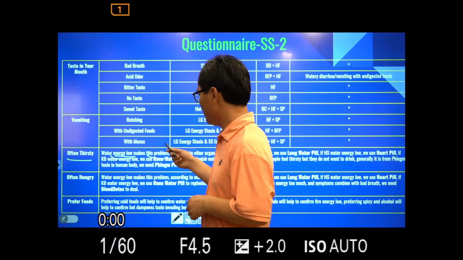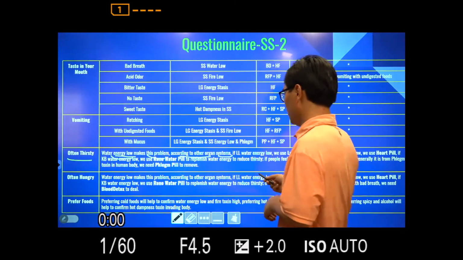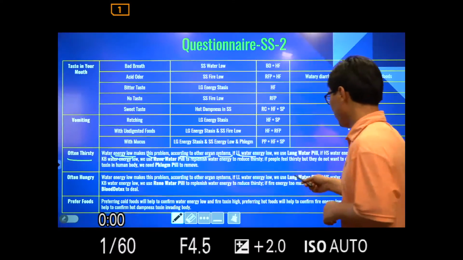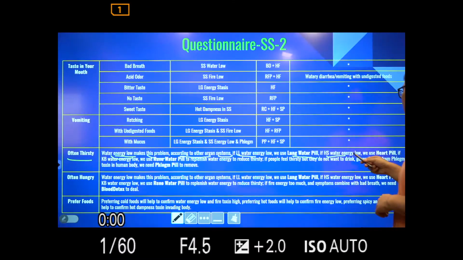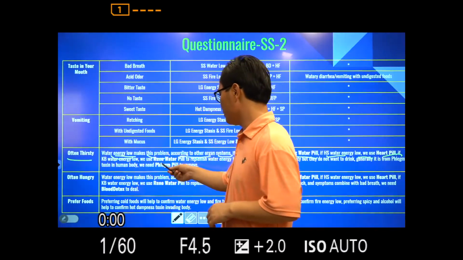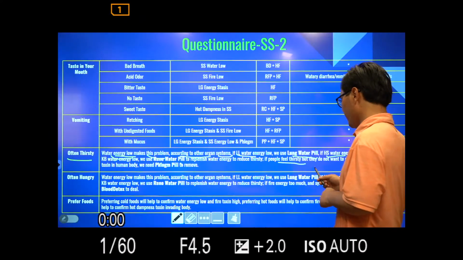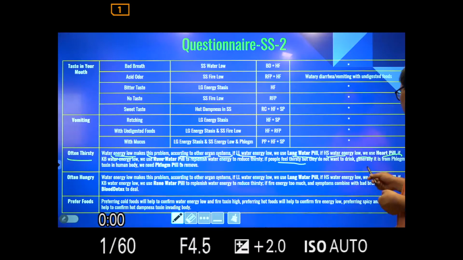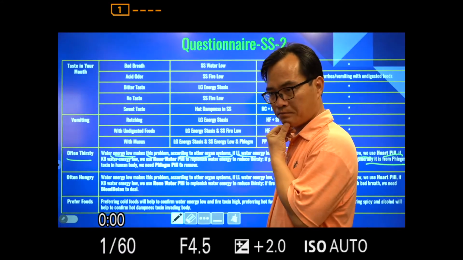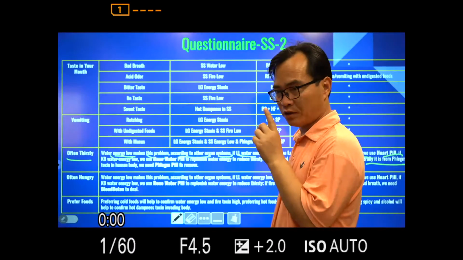If low water energy makes these problems, according to other organ systems, if it is lung water energy that is low, we use the lung water pill. If it is heart water energy that is low, we use the heart pill. If the kidney water energy is low, we use the renal water pill to replenish energy and reduce thirst. But if the people feel thirsty but do not want to drink, in fact, this is phlegm toxin or it is fire. It is fire or phlegm toxin.